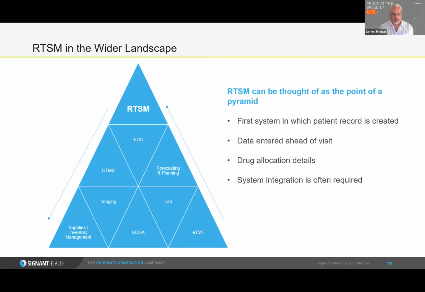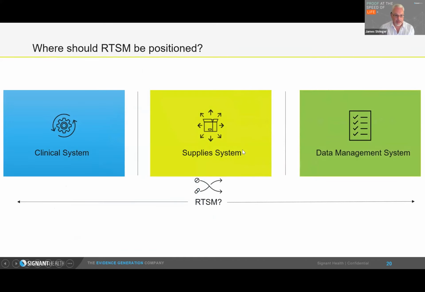We go to the next slide. So again, we asked the question earlier about where RTSM should be positioned, and based on the answers given, it seems that you, the audience, definitely align RTSM to be a supplies-based system more than the others. A close second was a clinical system, and that's definitely the answer I would have expected, if I'm honest.